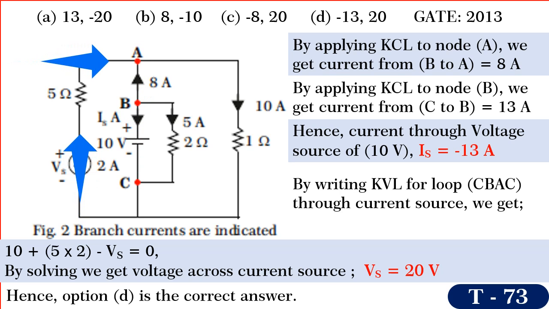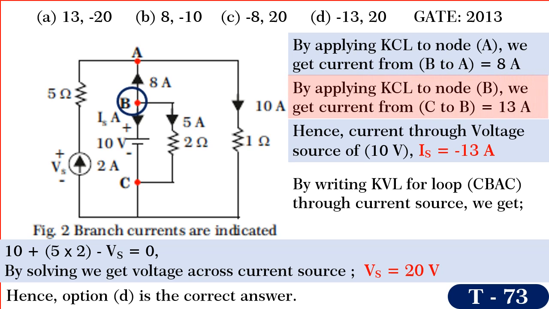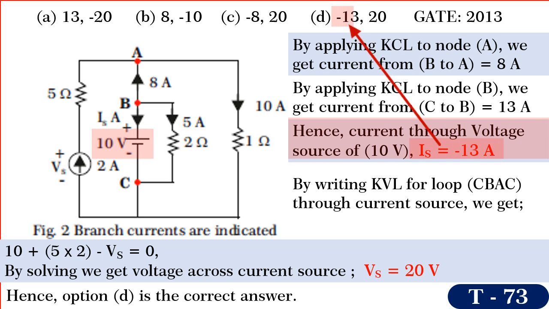Note 2 ampere enters and 10 ampere leaves, so 8 ampere enters. Similarly, by applying KCL to node B, current from C to B is 13 amperes. Note 8 ampere leaves, 5 ampere leaves, so 13 ampere should enter. But observe that the given direction of Is is from B to C. So, the current through 10 volt source Is is equal to minus 13 amperes.